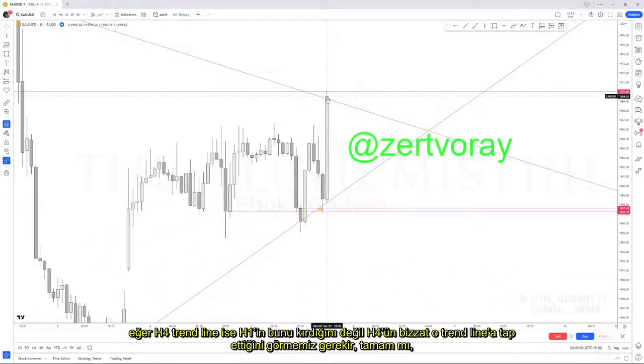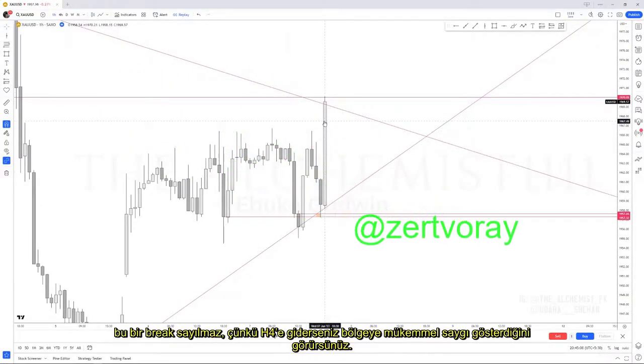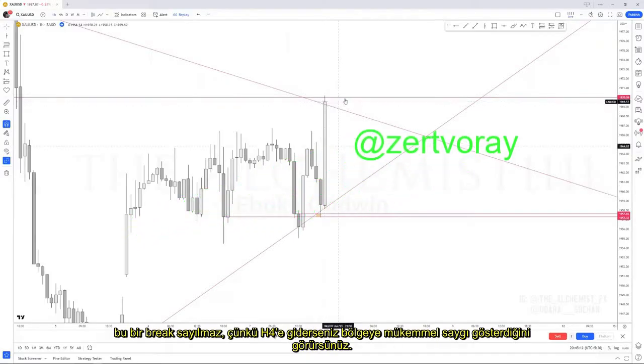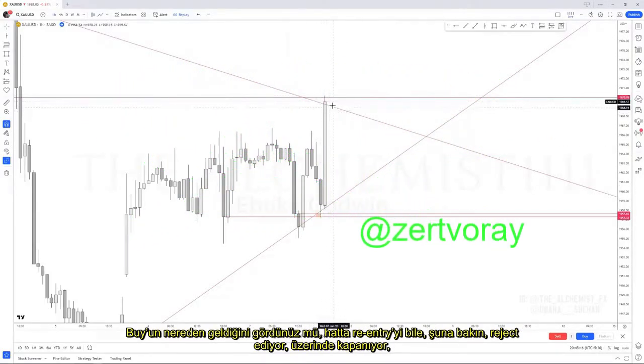Can you see now this trend line? Of course, this was on the H4. So this is on the H1, it doesn't look that good. Don't mind that, because if it's an H4 trend line, we need to see H4 itself tapping into that, not H1 breaking that. So this is not a break, because if you go to H4, you can see how it respected the zone perfectly.